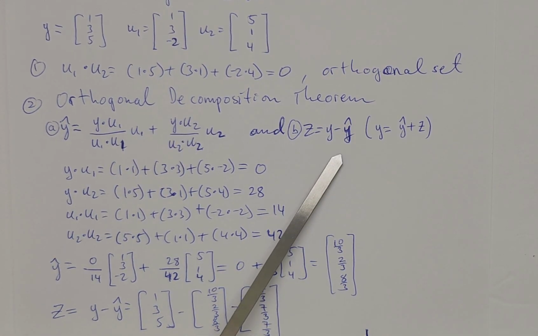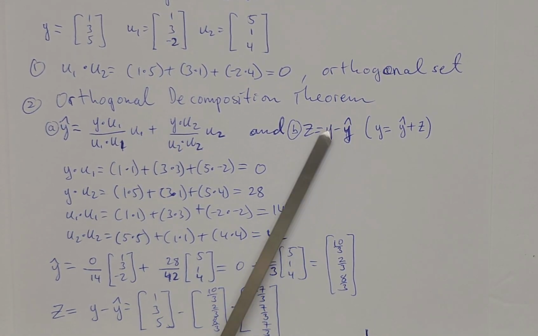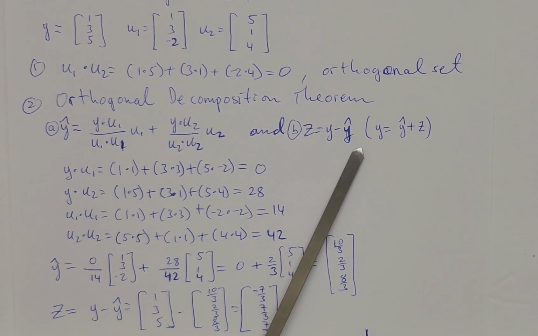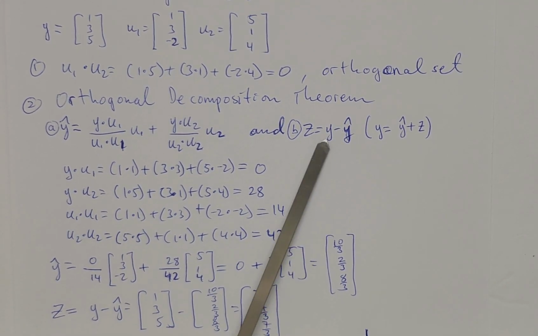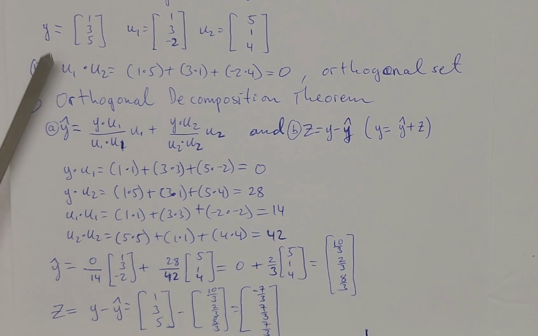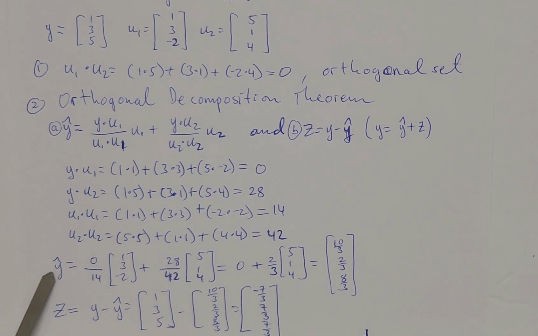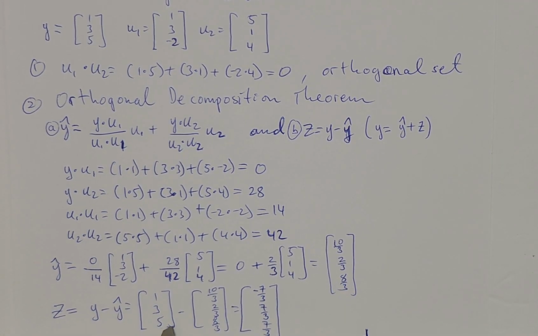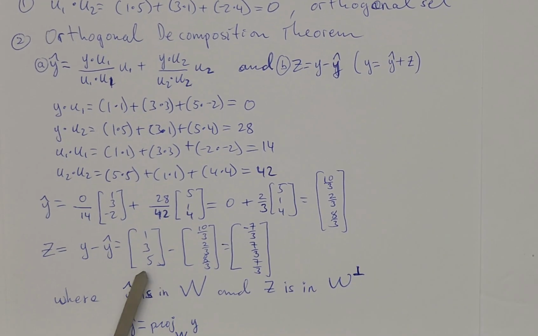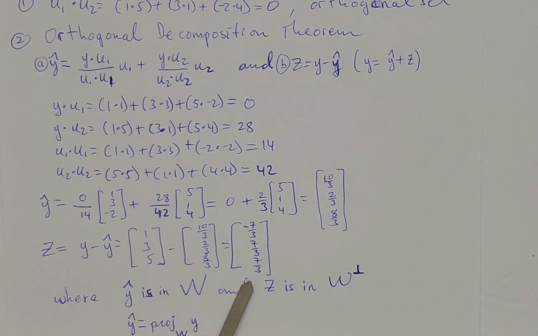Now let's do the second part. The second part is Z equals Y minus Y hat. So we're just going to do Y minus Y hat. We already have Y, which is here. Y hat, we just found. So Y minus Y hat. Y is this right here. Y hat is this right here. So we just subtract across. So 1 subtract 10/3 is negative 7/3. 3 subtract 2/3 gives me 7/3. Okay, and then 5 subtract 8/3 is 7/3.